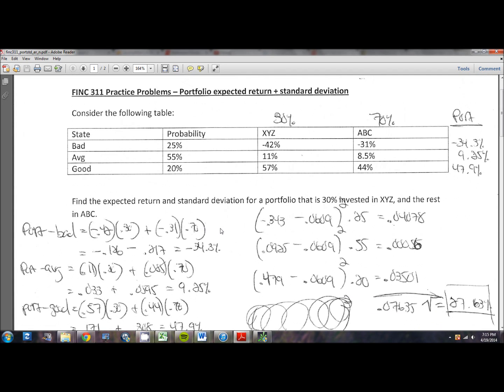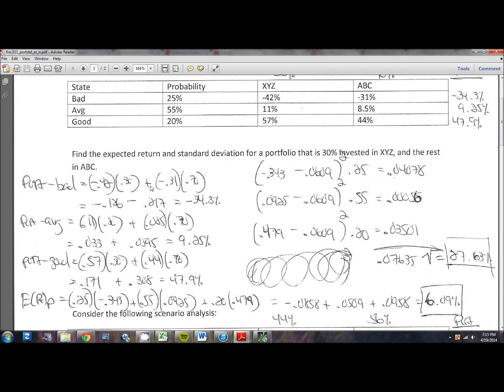Okay, so if you remember from class, the first thing you need to figure out are these guys right here. You need to build this synthetic column that represents your portfolio, and figure out how your portfolio will perform in a bad state, in an average state, and in a good state. And here are the answers. But down here, if you focus on this section, this is how we arrived at those numbers.